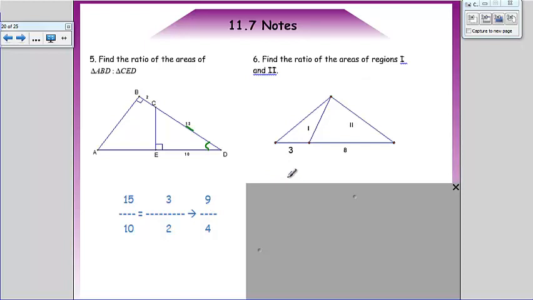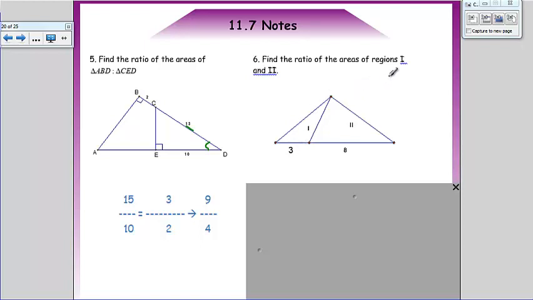And now number 6 is a little sneaky. We're finding the ratio of the areas of region 1 to region 2. The sneaky part about this is that triangle 1 and triangle 2 are not similar. And I don't think we have an overlapping one that's similar. Like 1 is not similar to the whole thing. So we have a sequence here where we do not have a similar figure.